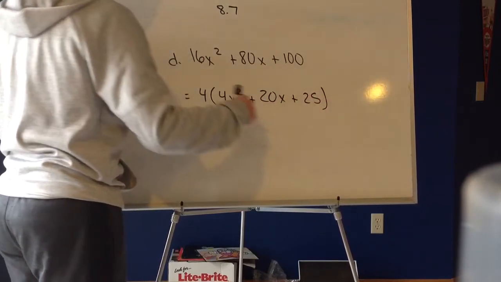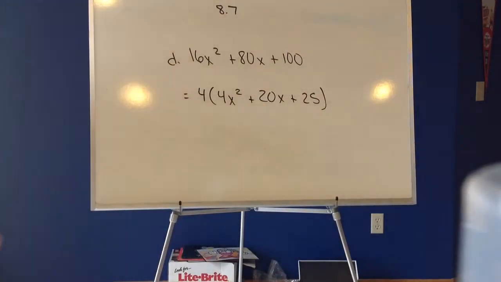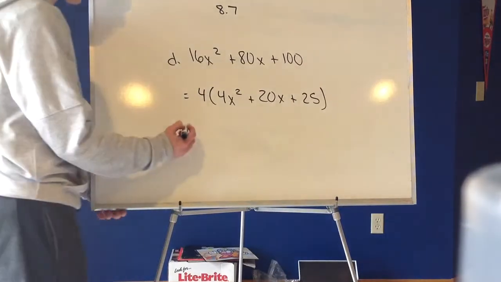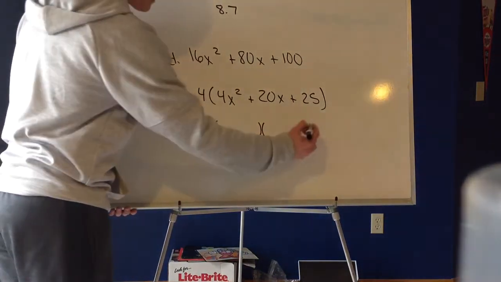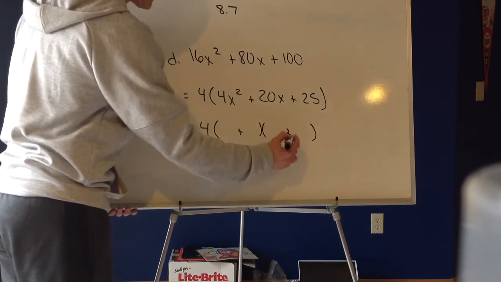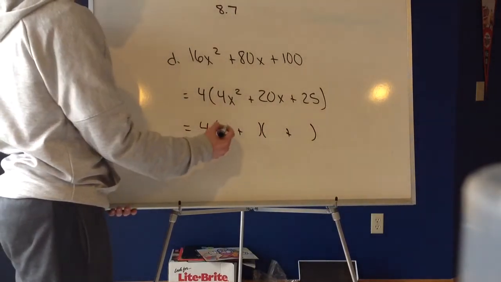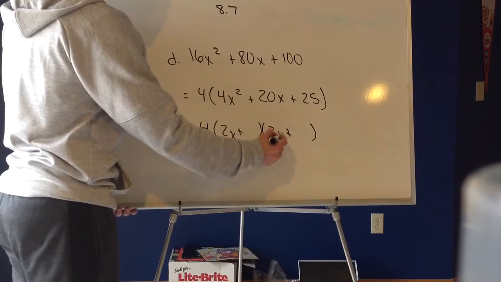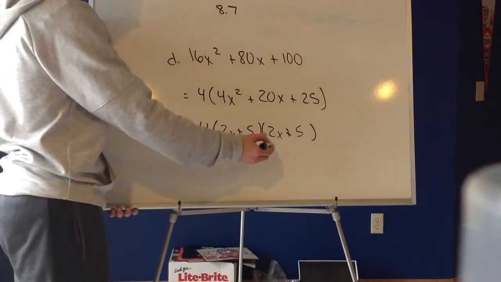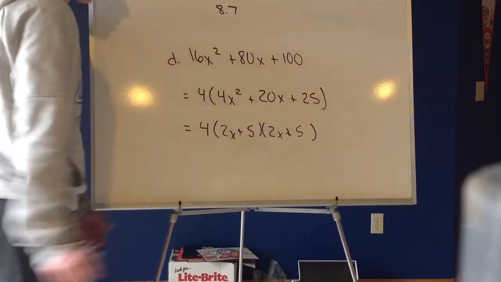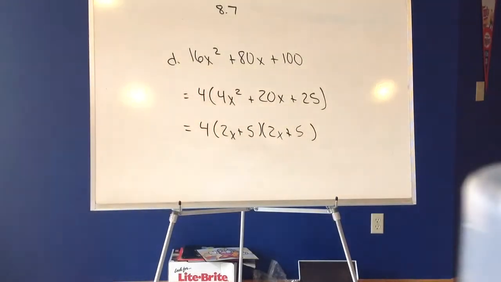And after you do that, you'll notice you still have perfect squares. Okay, so it didn't ruin what we were doing. We just have to make sure we do that step first. Both signs are positive. Square root of 4x squared is 2x. Square root of 25 is 5. Again, double check. You'll get 10x and 10x, which does give you the 20x in the middle.